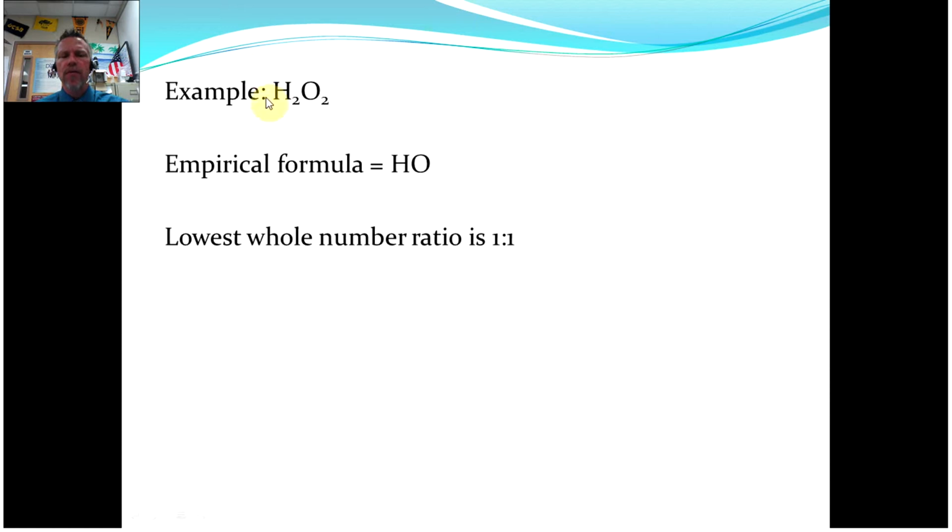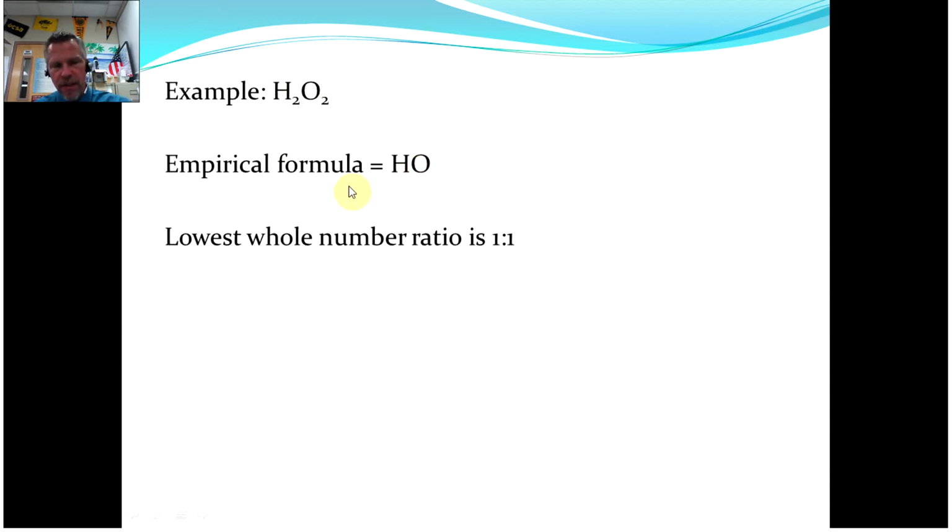Here is the formula for hydrogen peroxide, H2O2. The empirical formula for this compound is HO, because this is the lowest whole number ratio for the elements that appear in this compound. There are two hydrogens and two oxygens in the compound itself. And if you want to write this as the lowest whole number ratio, you would just write HO or H1O1.